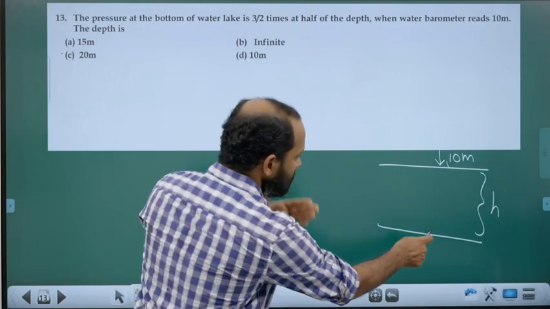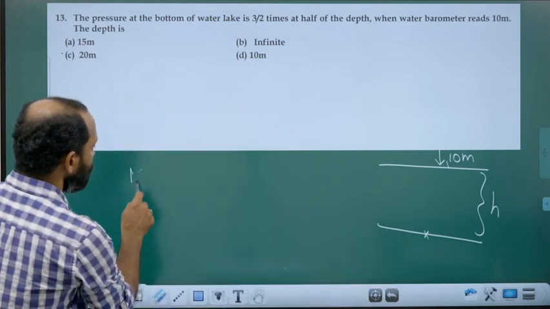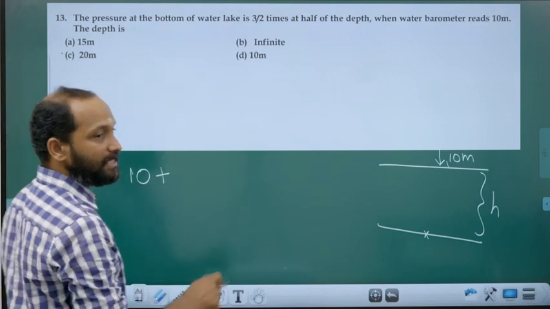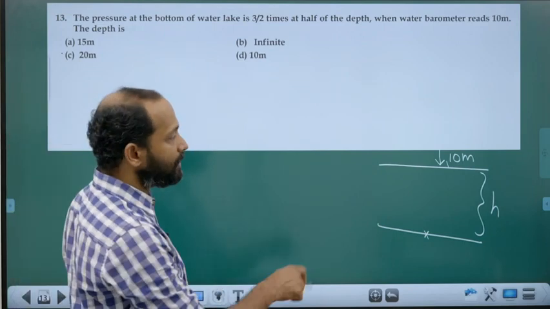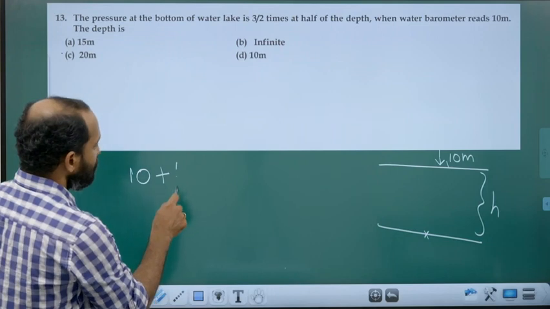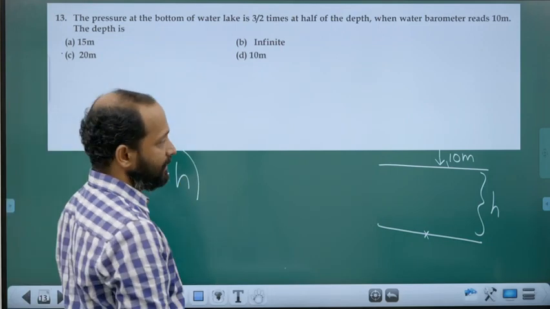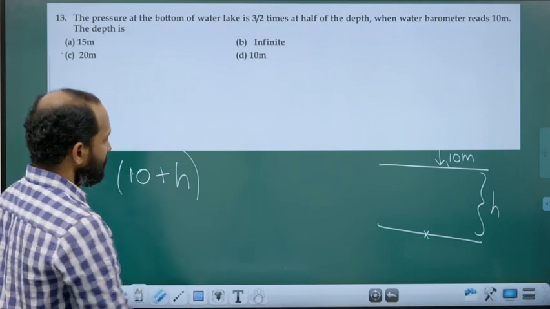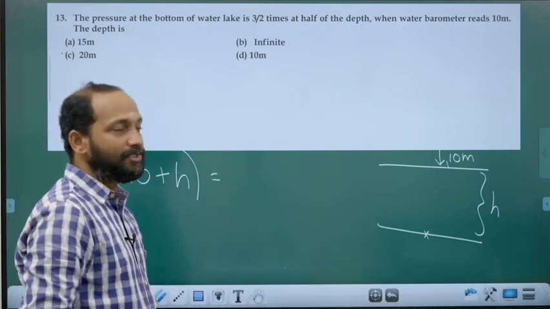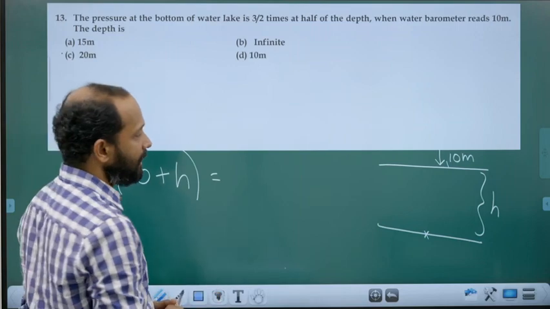What is the pressure at the bottom? Pressure at the bottom can be represented in terms of its height, because pressure only varies with height. 10 plus h. I am writing only pressure in terms of height. So 10 plus h is the proportional pressure at the base.